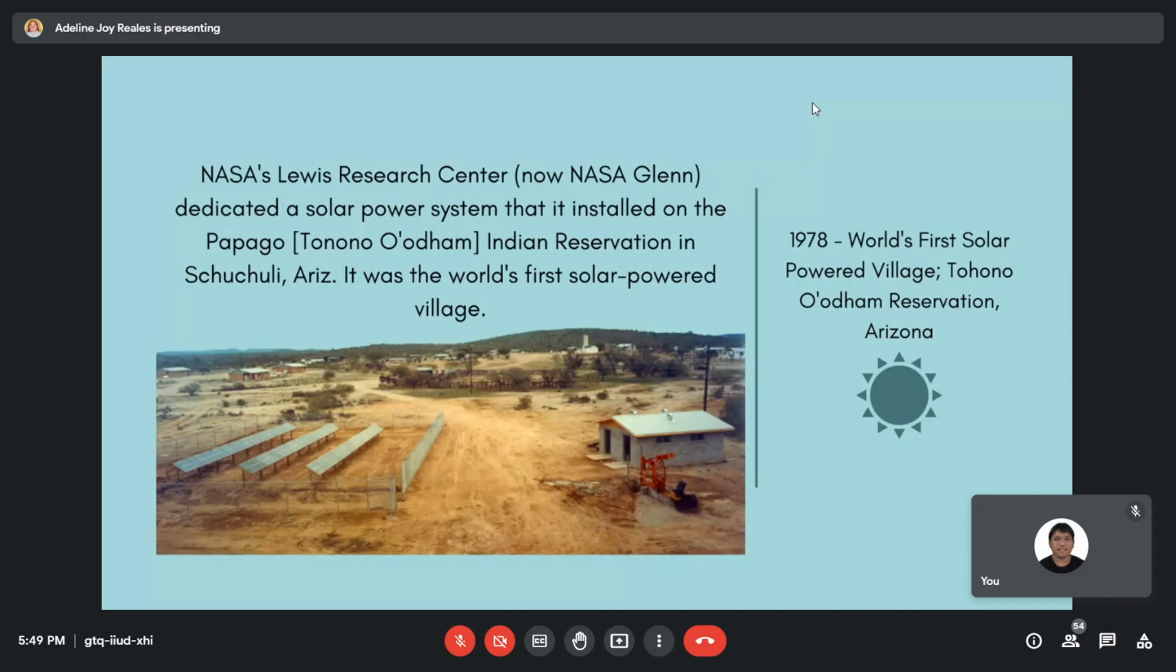In 1978, NASA's Lewis Research Center, now NASA Glenn, dedicated a solar power system that it installed on the Papago Tohono O'odham Indian Reservation in Schuchuli, Arizona. It was the world's first solar-powered village. The system provided power for water pumping and residential electricity to 15 homes until 1983, when the grid power reached the village. At that time, engineers hooked up the homes to the grid and the solar system began pumping water from a community well.